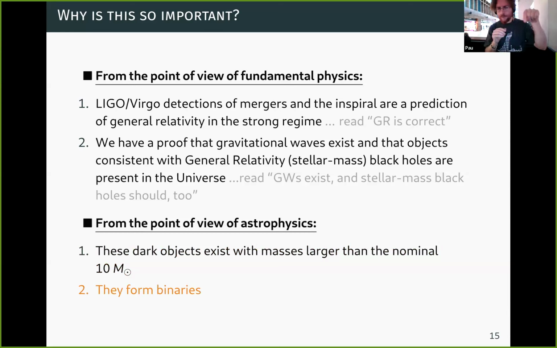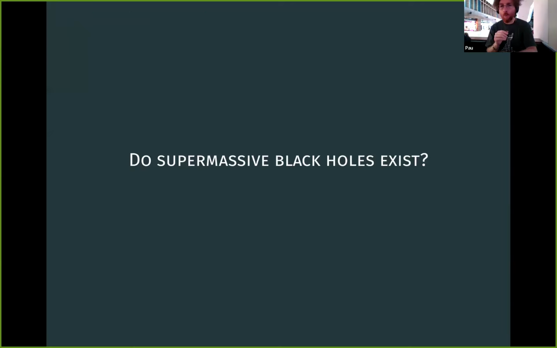Now, point number two, these dark objects, these black holes, form binaries, and they merge. We had indications that this was the case via X-ray observations, but now we know.